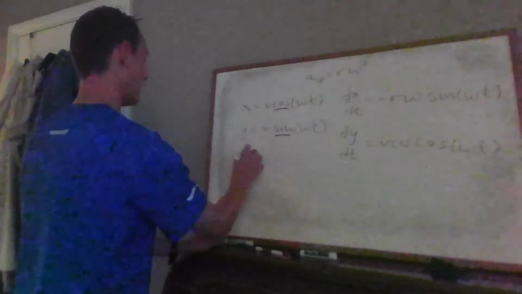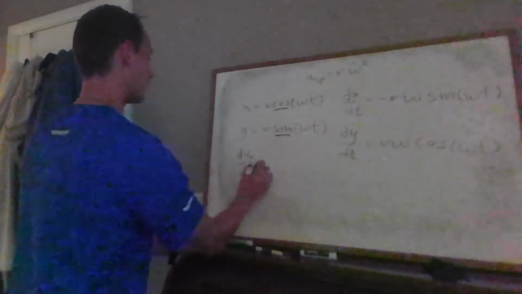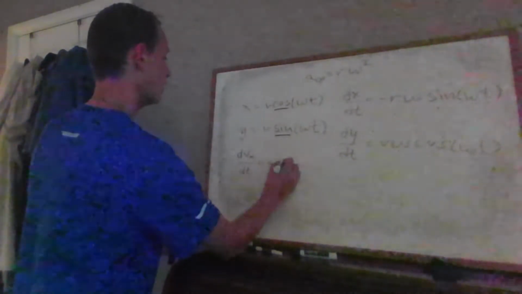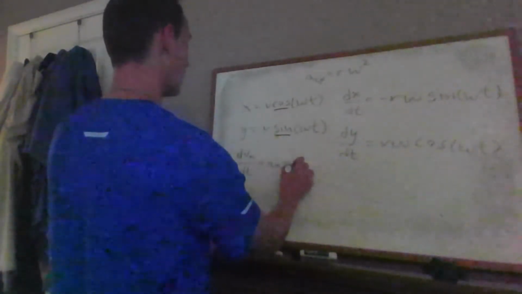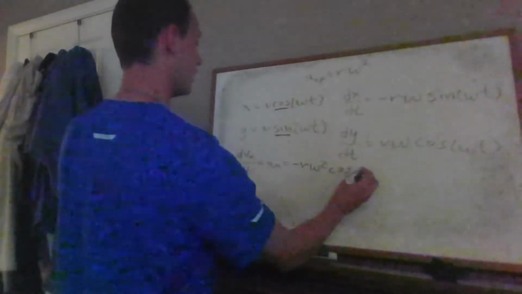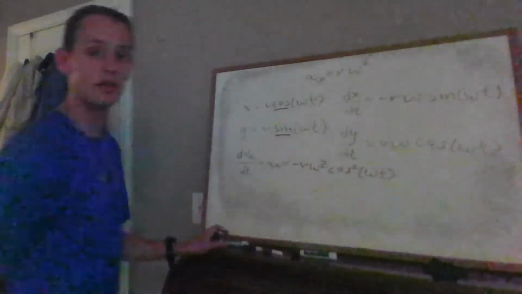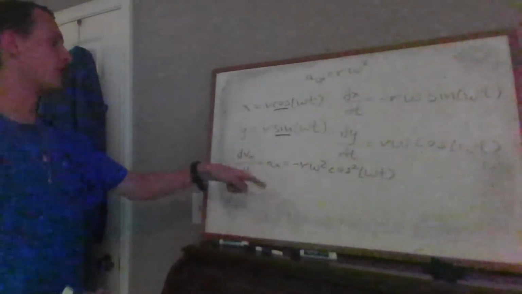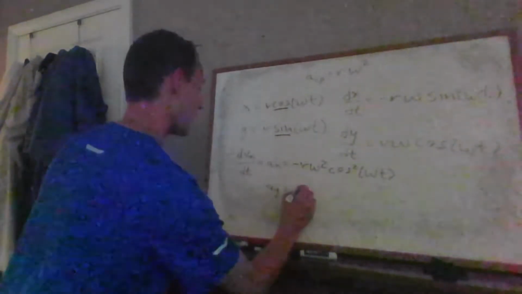so you would take the derivative of the velocity in the x direction, with respect to time. That would be your acceleration in the x direction, right? And so based on what I have just stated, what would that be? Well, that's going to be negative r omega squared cosine omega t, okay?